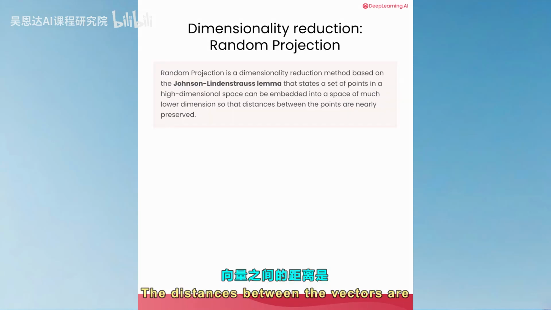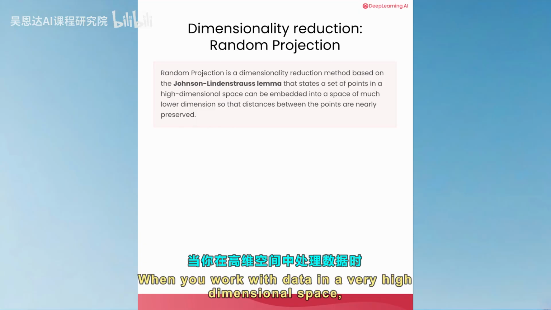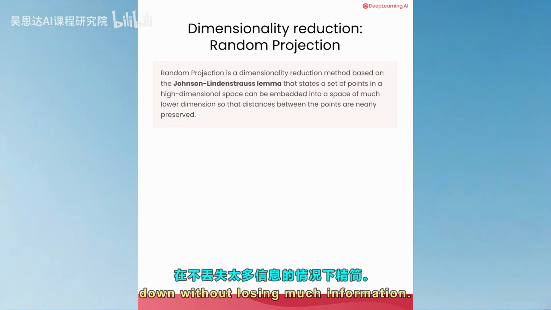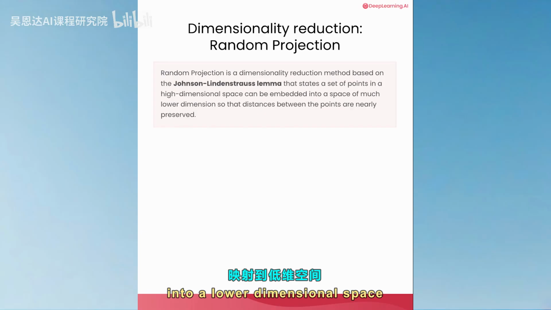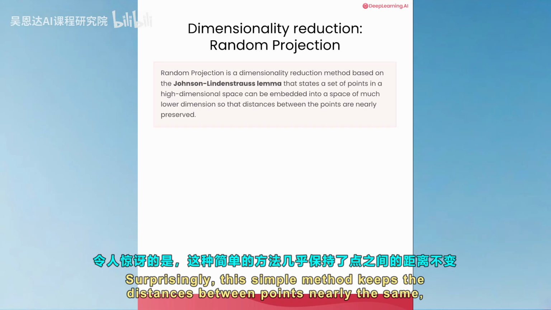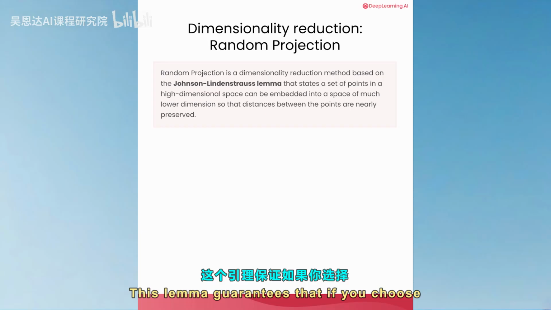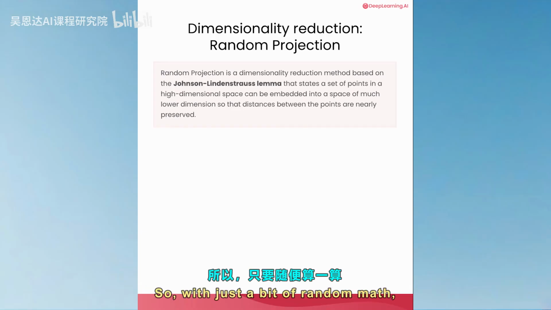Quite a lot. The distances between the vectors are the most important thing for semantic search. When you work with data in a very high dimensional space, it becomes hard to process, but you can shrink the data down without losing much information. Random projection is a clever trick that projects high-dimensional data into a lower-dimensional space using a matrix filled with random values, typically just positive or negative 1. Surprisingly, the simple method keeps the distances between points nearly the same, thanks to the Johnson-Lindenstrauss lemma. This lemma guarantees that if you choose enough dimensions, you can reduce the data safely. So, with just a bit of random math, you preserve the shape of the data while making it much easier to handle.